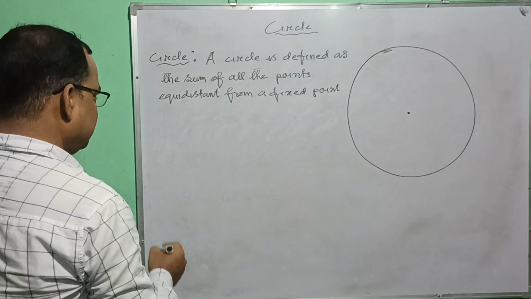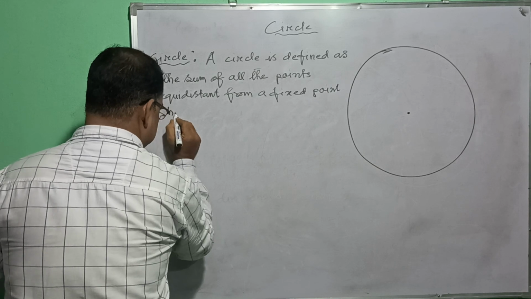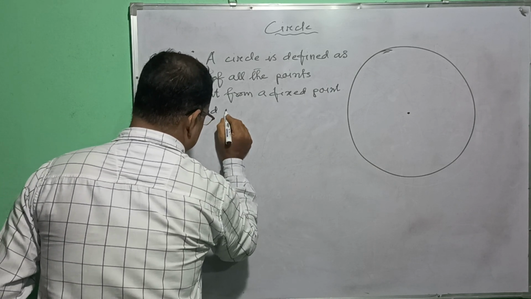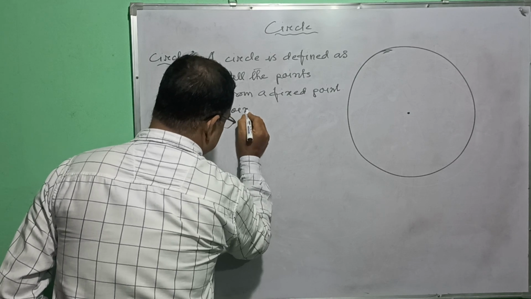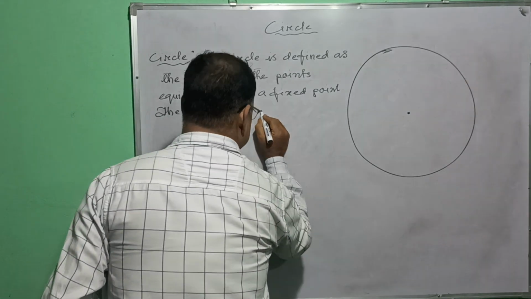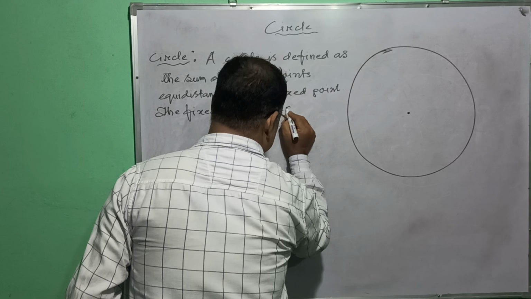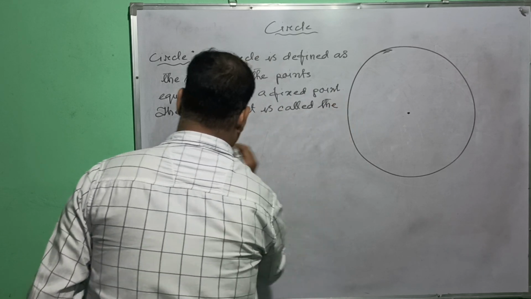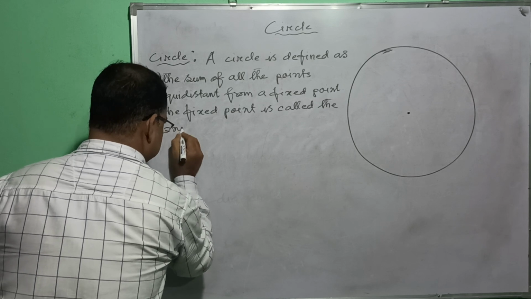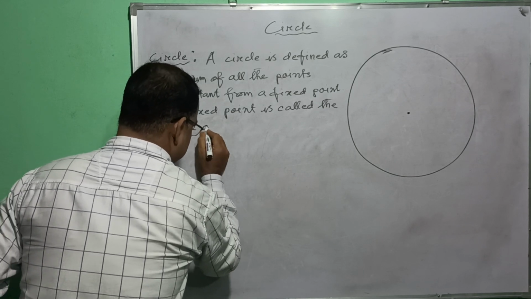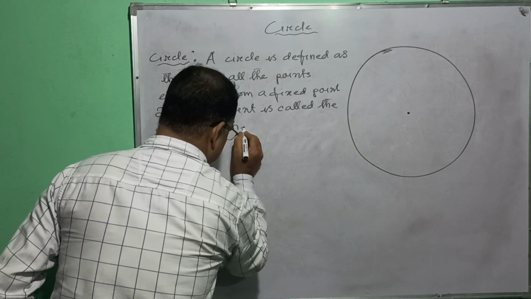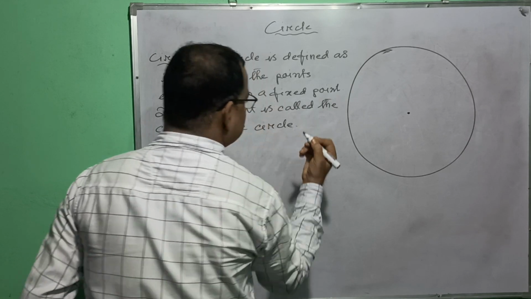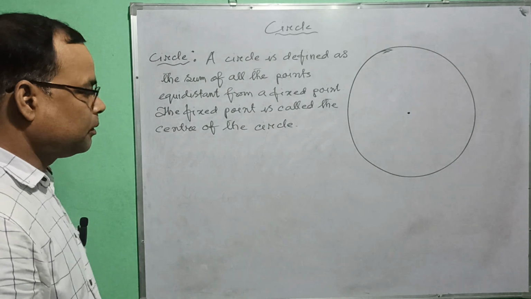Along with, you can write the fixed point is called the center of the circle. So this is the definition of a circle.